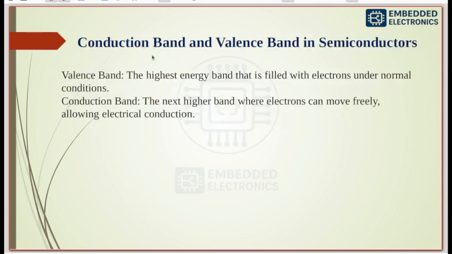So what are the conduction band and valence band in semiconductors? The valence band is the highest energy band that is filled with electrons under normal conditions. But the conduction band is the next higher band, where electrons can move freely, allowing electrical conduction.